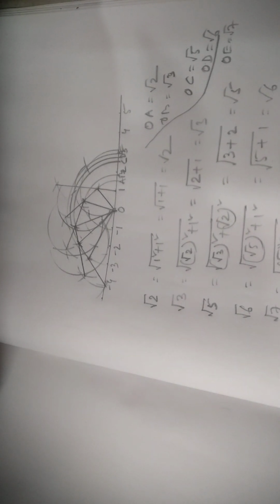In that way, we can represent root 2, root 3, root 5, root 6, root 7 on the number line.